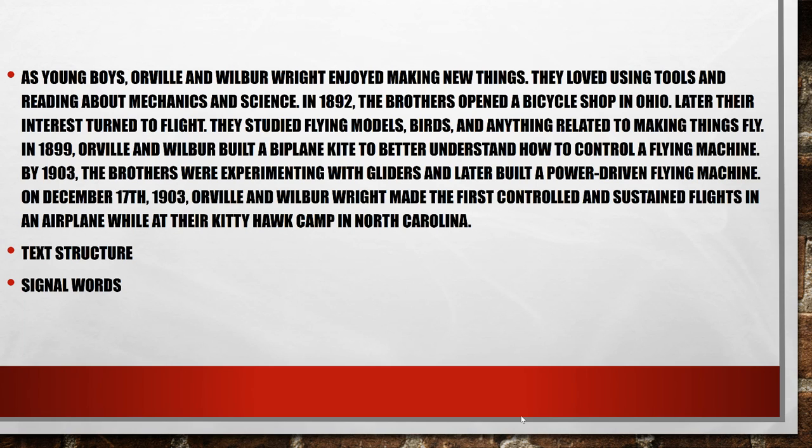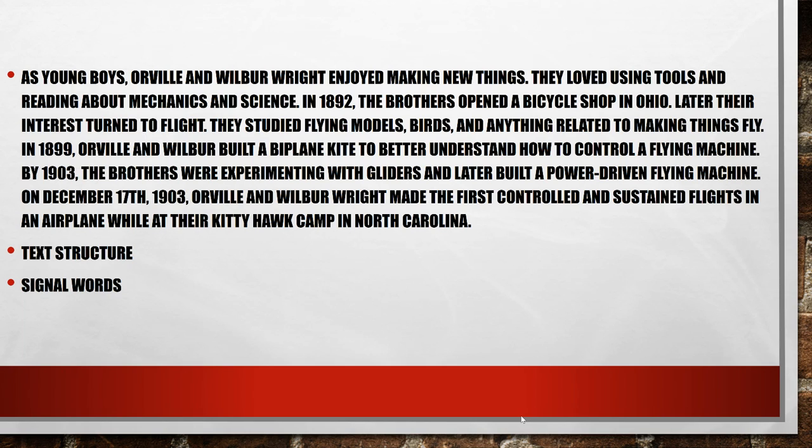In 1899, Orville and Wilbur built a biplane kite to better understand how to control a flying machine. By 1903, the brothers were experimenting with gliders and later built a power-driven flying machine. On December 17, 1903, Orville and Wilbur Wright made the first controlled and sustained flights in an airplane while at their Kitty Hawk camp in North Carolina.